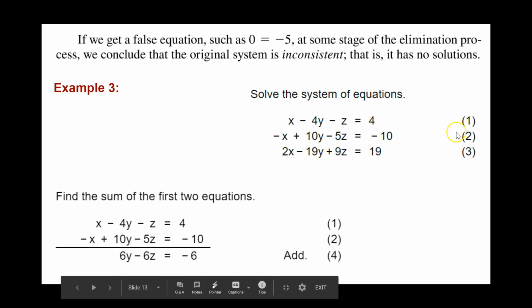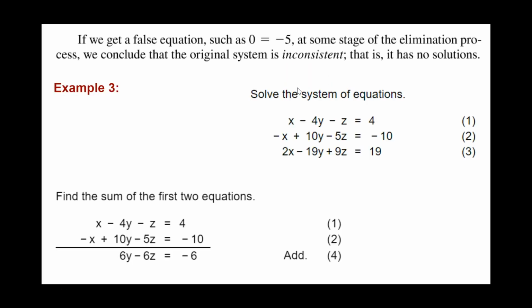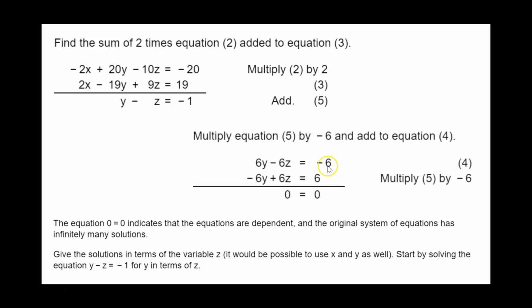I need to pick another two. I did 1 and 2 the first time, so this time I'm going to do 2 and 3. If I look at 2 and 3, I can't just get rid of the x's. So I have to multiply this x by something so it can eliminate with this x. If I multiply everything in here by 2, then you'll see that they will cancel out. So multiply everything by 2 here. These cancel, add them together, add them together, add them together. Here's my equation here. So this is what my equation 4 looks like, and then equation 5 looks like this one.